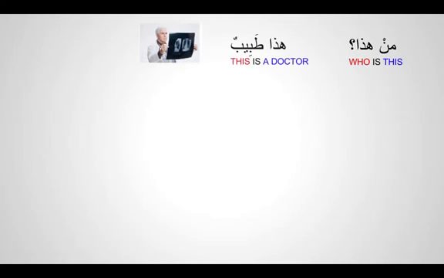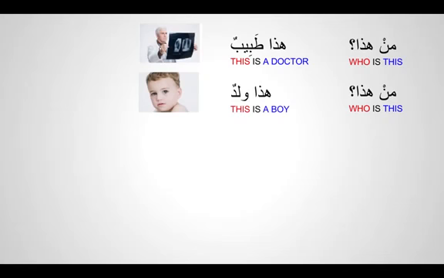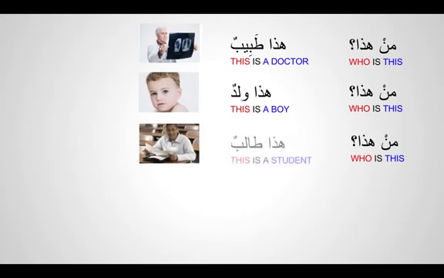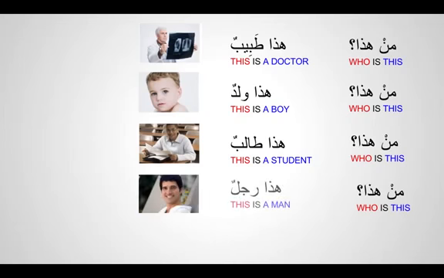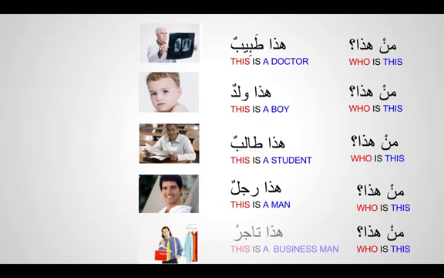So we say hadha tabibun, this is a doctor. So man hadha, hadha waladun. Man hadha, hadha talibun, this is a student. Man hadha, hadha rajulun, this is a man. So man hadha, hadha tajirun. So this is how we use man. It's very easy, very simple, so you don't have to practice a lot.